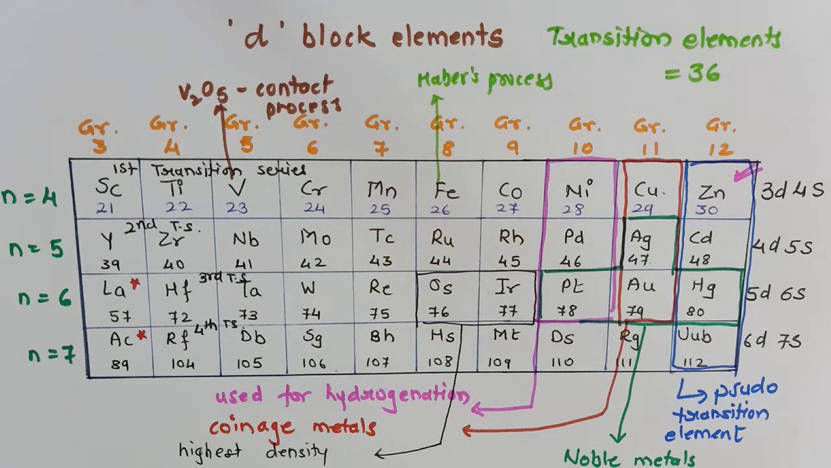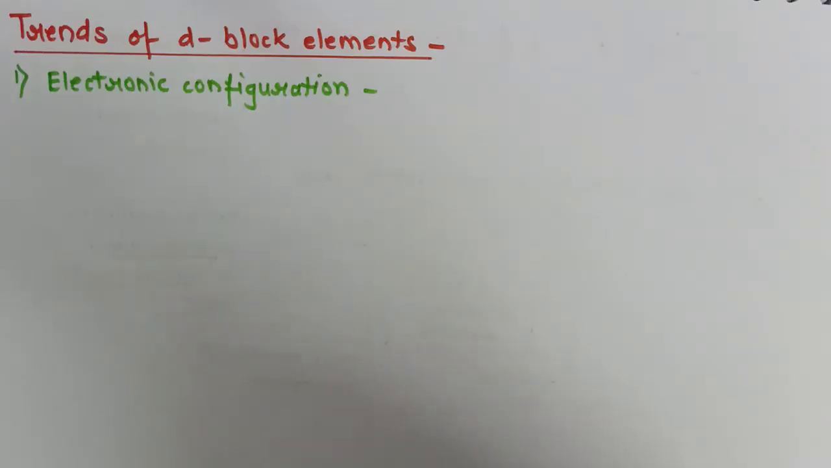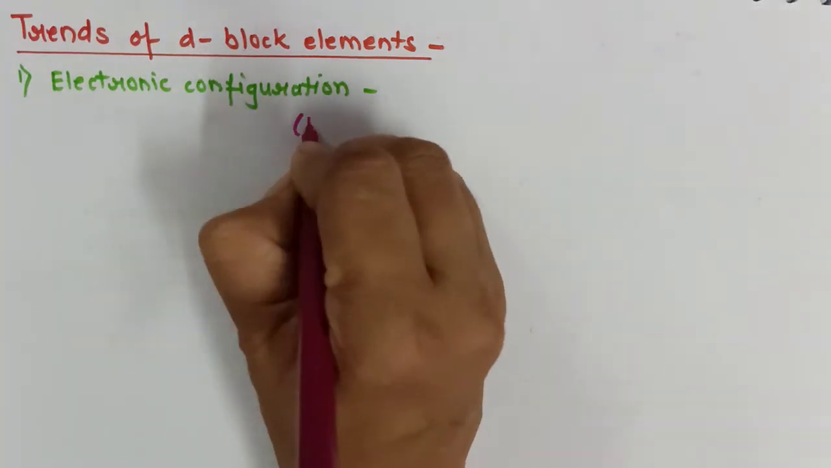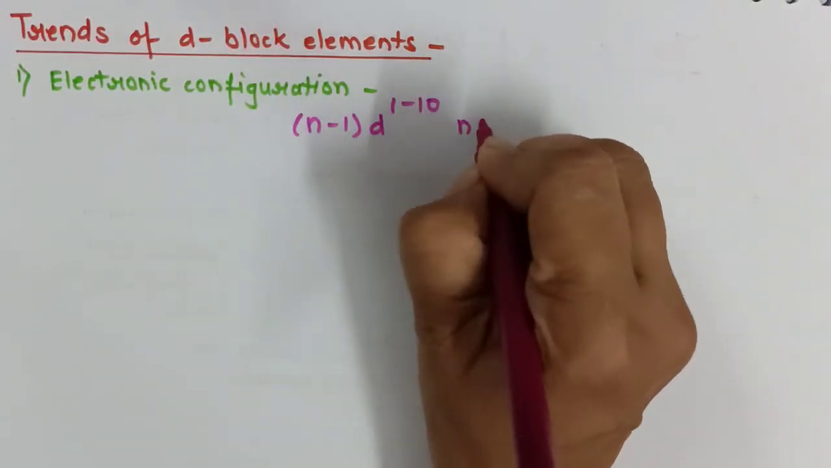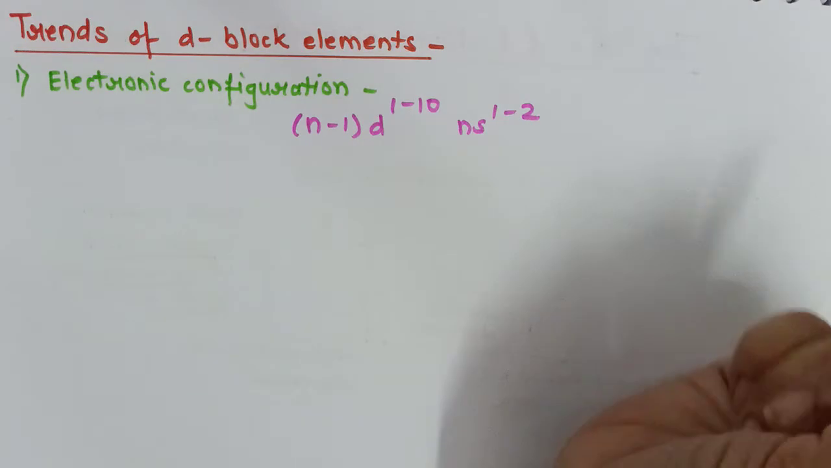So there is so much of variety in D block elements, and therefore D block elements become the most interesting one. We have to study the trends of D block elements. So we will begin with the trends. The first trend that we are going to discuss is electronic configuration. The general electronic configuration of D block elements is (n-1)d 1 to 10 ns 1 to 2.